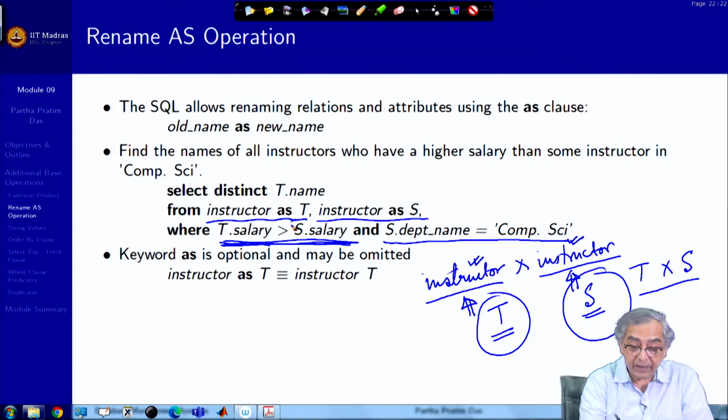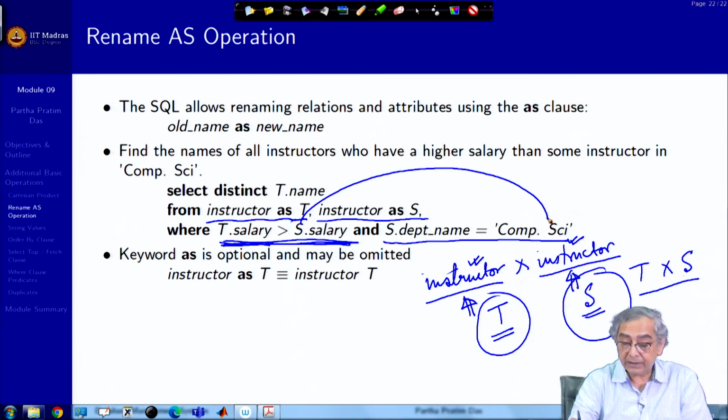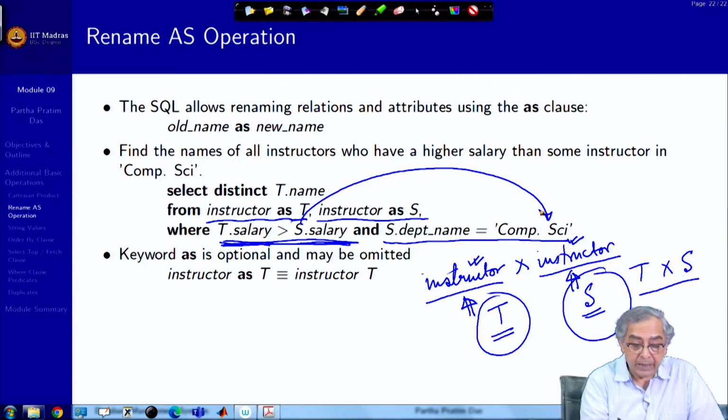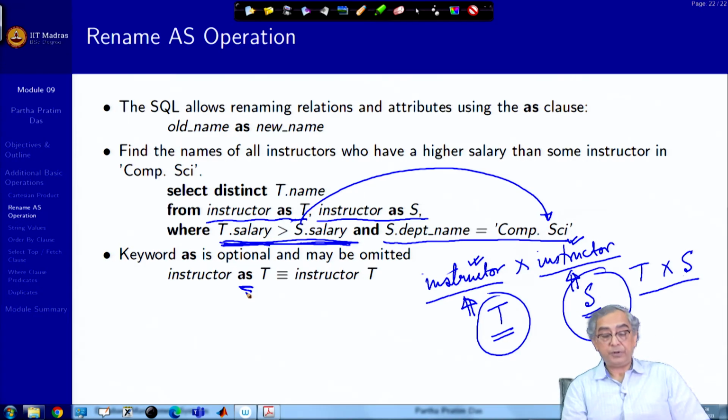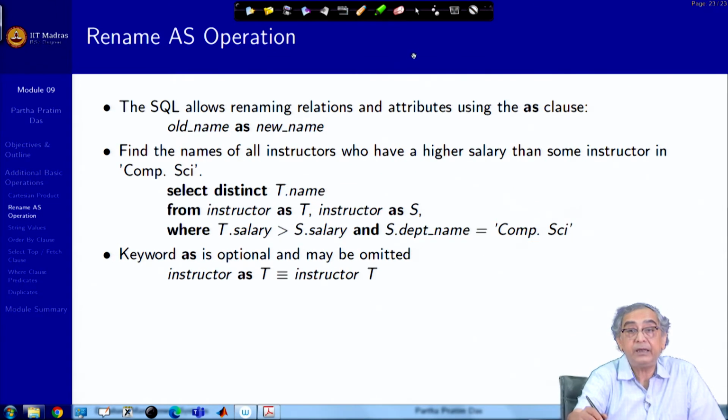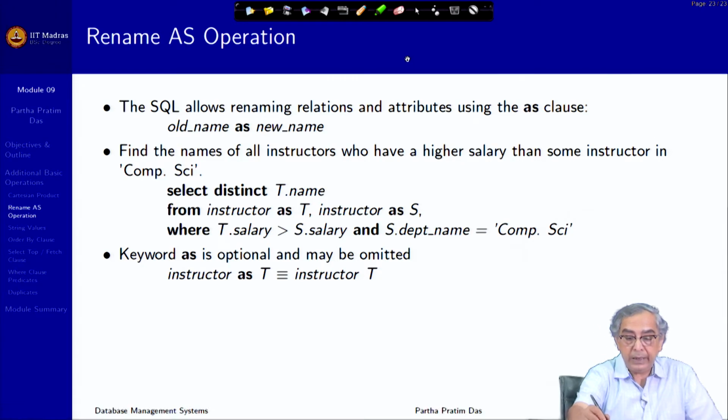But when it gets satisfied, this S refers to the fact that the department name has to be computer science. So, he or she has to be a computer science faculty. So, all those faculty who have their salary higher than some faculty of computer science will be selected. Right. So, this is how you can do it, and you can see that using the as keyword is optional. You can just write instructor T and that will mean instructor as T. Right. It is a kind of renaming, as you can see, but that is very important to do a self operation.